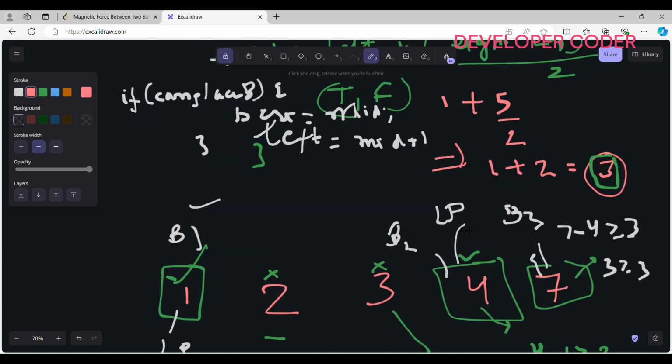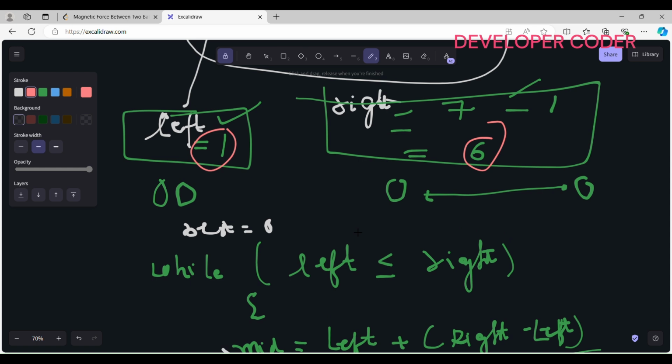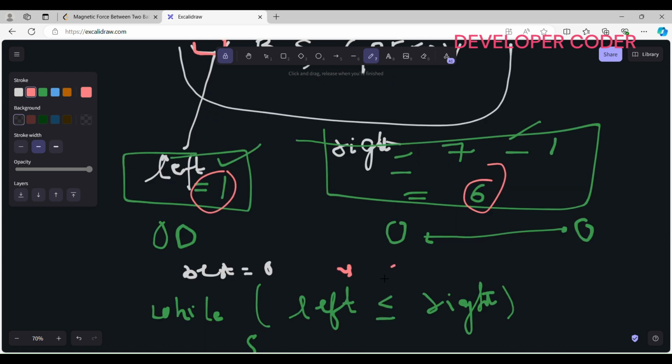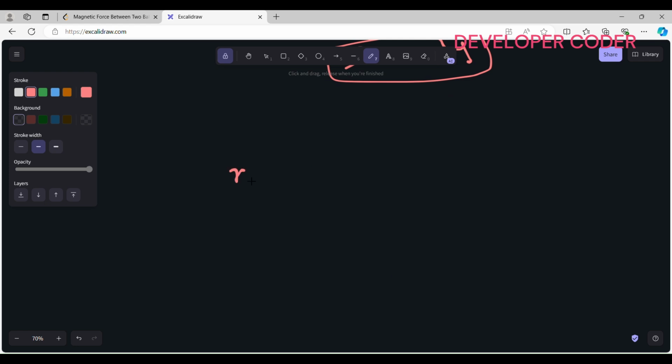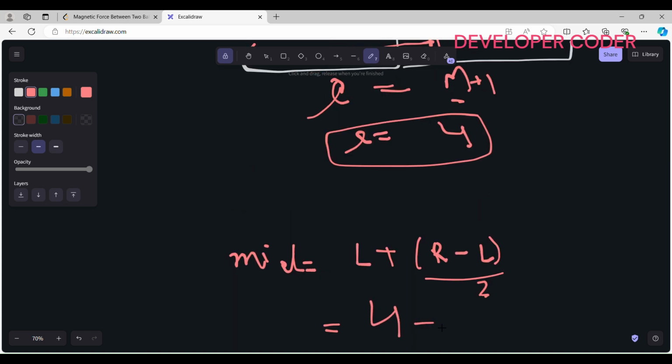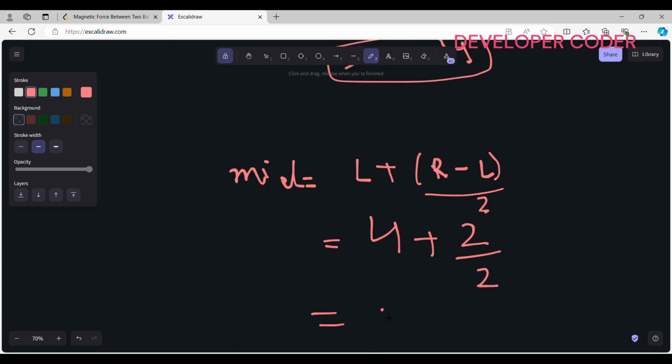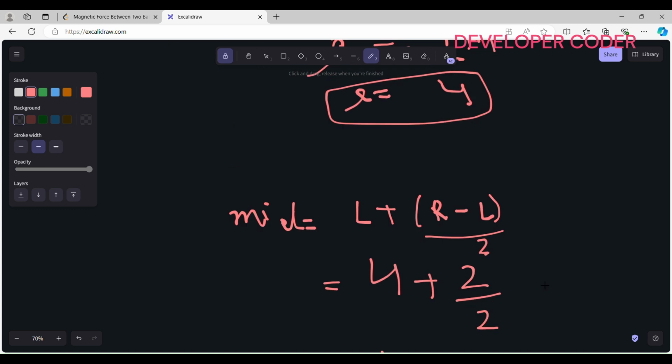Left becomes 4. Here again I have to check if 4 is less than or equal to right. The value 4 is less than or equal to right, 6. Yes, 4 is less than or equal to 6. So again I have to find the mid, and mid is going to be left plus (right minus left) divided by 2. Left is 4, right is 6, 6 minus 4 is 2, divided by 2 is 1, so 4 plus 1 is equal to 5. This is going to be my mid. Now let's try this possibility.